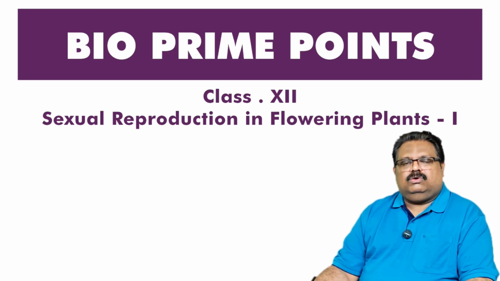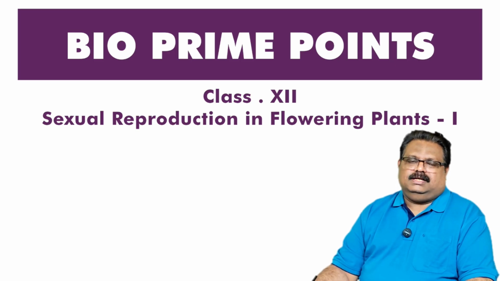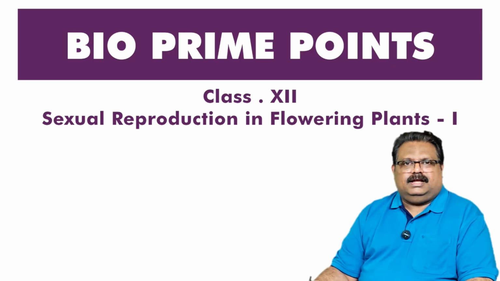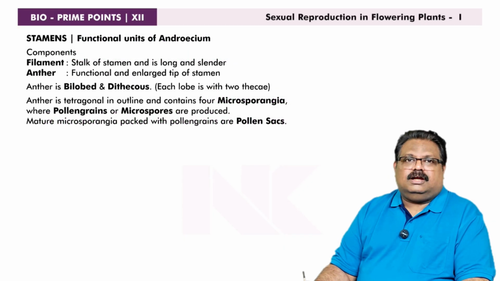In today's class, we are going to discuss the essential points, the prime points of the first chapter, Sexual Reproduction in Flowering Plants. This chapter is divided into two sessions, part 1 and part 2. In this video, we are going to discuss the prime points of part 1. Okay, now we can start.